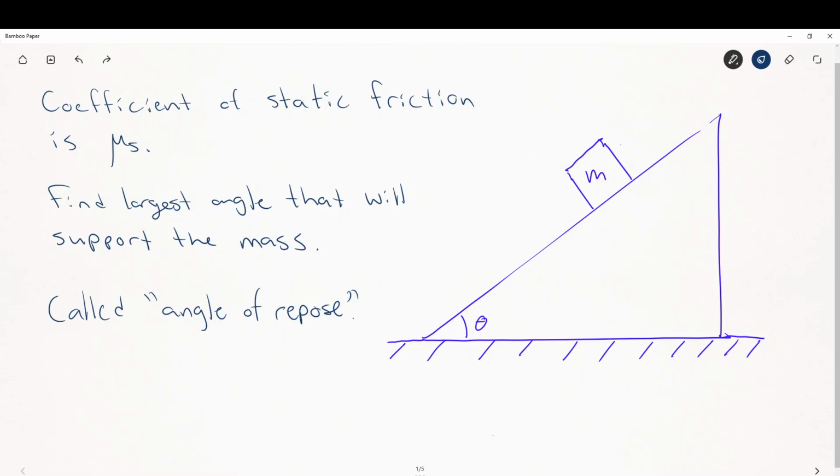And mu sub s is just a dimensionless number that is a measure of how strong the friction is between that mass and the surface of the plane. And what we want to find is the largest angle that will support the mass. And so what I mean by that is you can imagine if the angle is 0, the mass is just going to sit there because it's on the ground. And if the angle is 10 degrees, then the mass might still continue to sit there because of the friction.